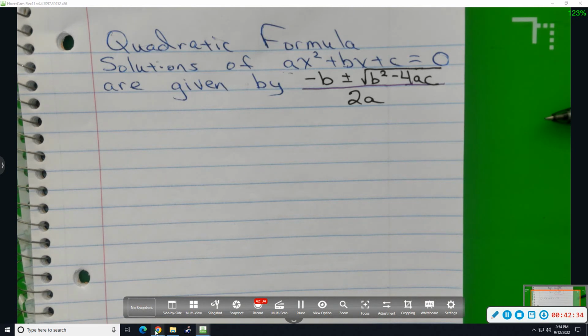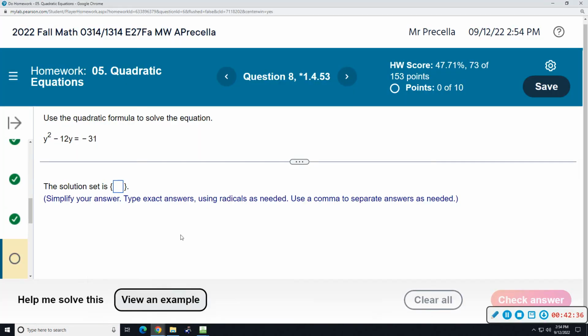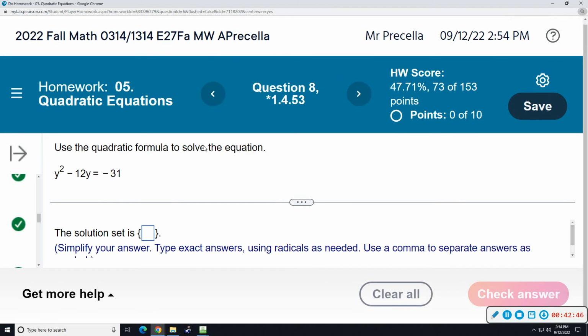Now let's go to the problem we were going to do. We're doing number 8. I'll make it a little bigger. y squared minus 12y equals negative 31. Let's switch over to the work.